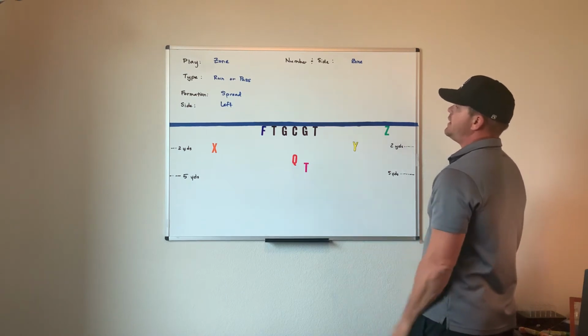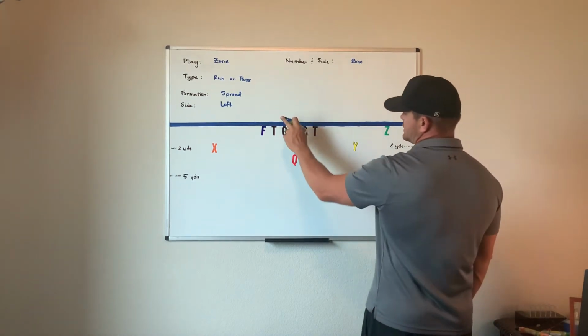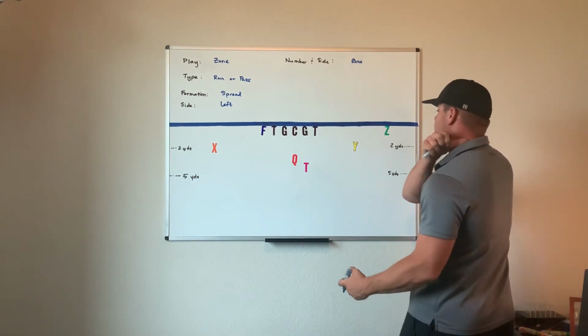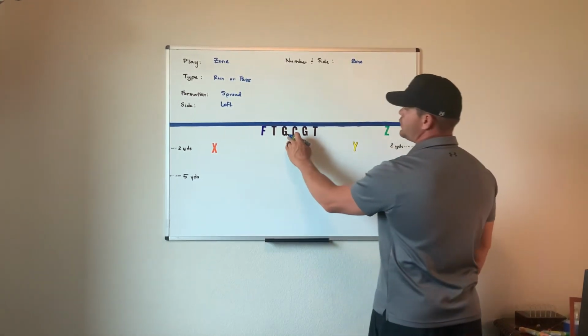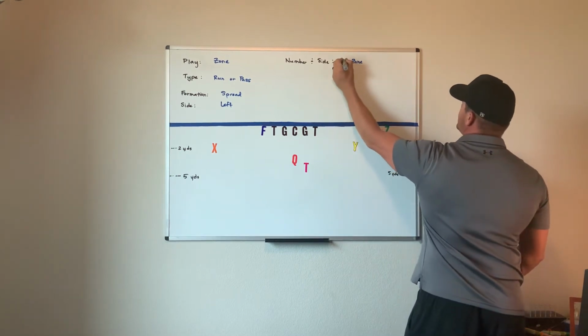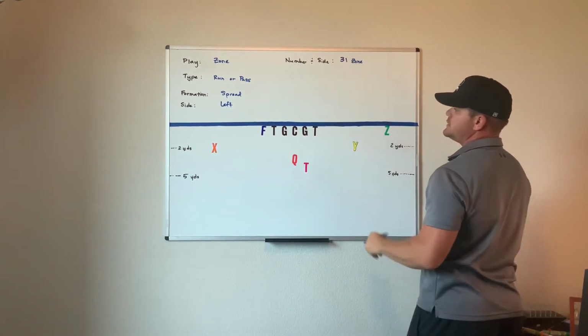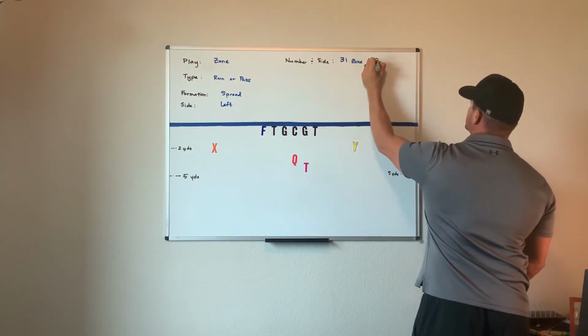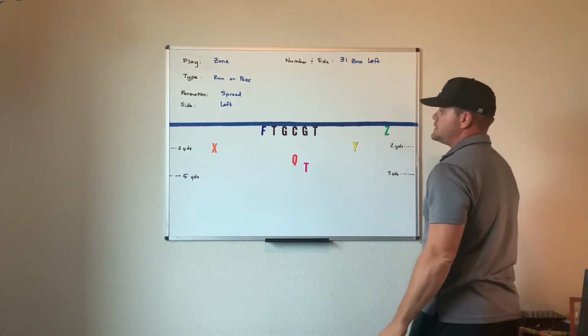So spread left, zone, the tailback is going to cross in front of the quarterback. They're running to the opposite side, so they have to go to the 1 hole. So it's going to be 31 zone, and then the run is to the left, so we're going to call that zone left. All right, so here's what it looks like.